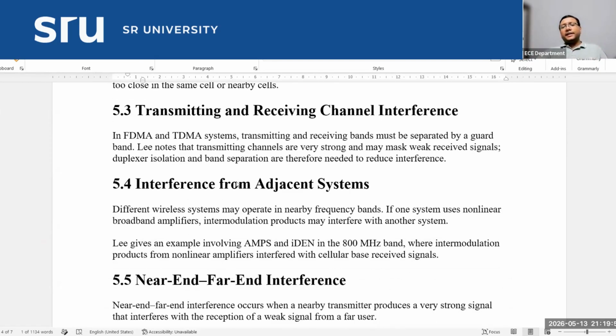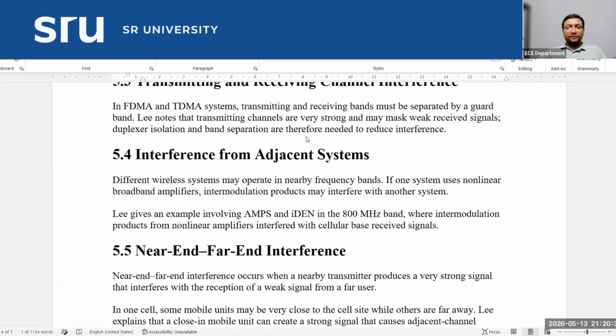Now transmitting and receiving channel interference. So in telecom, one frequency channel is used for uplink, another is for downlink. This concept we have already discussed, for the example of GSM 900 that we have taken. Some channels are dedicated for the uplink frequency, and some channels are dedicated for the downlink frequency. During this uplink and downlink transmission, if there is any interference among these, it is called transmitting and receiving channel interference.